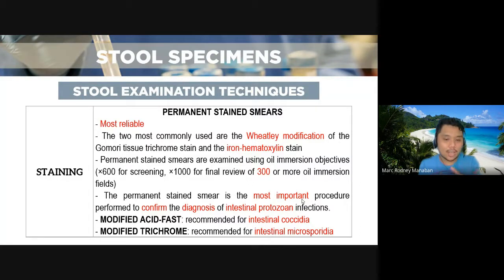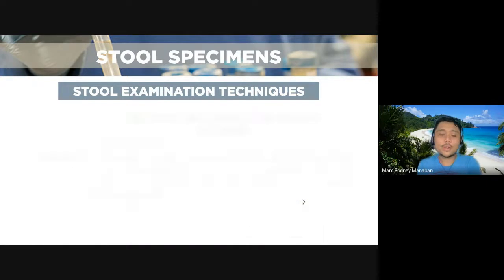Now, here is the pretest question. The recommended stain for intestinal coccidia is modified acid fast. But the recommended stain for intestinal microsporidia, your answer should be modified trichrome. Do not confuse Wheatley's trichrome with modified trichrome. These are two different procedures, two different staining techniques. So these are the initial information about your permanent stain smears. Again, for intestinal microsporidia, the stain to use is modified trichrome, and for intestinal coccidia, of course, modified acid fast. All right, so we'll start first with your Wheatley's trichrome.